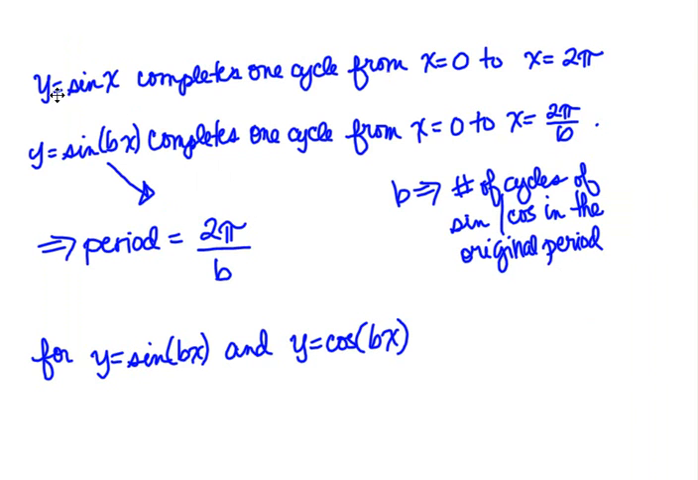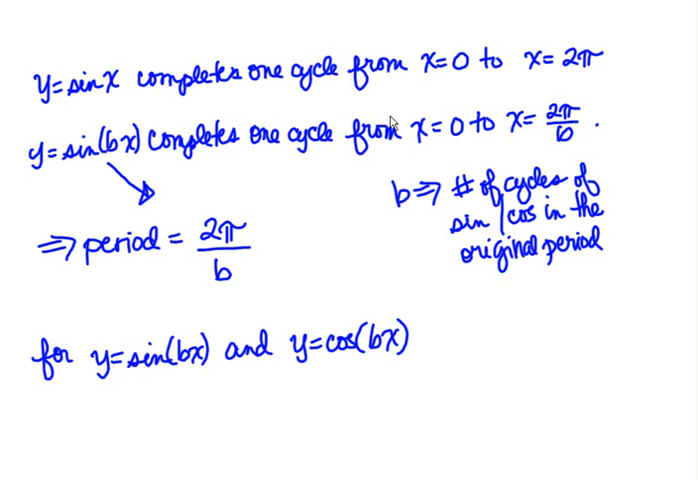This can be said for sine x or cosine. I just have sine written here, but it's also true for cosine x. Y is equal to sine x completes one cycle from x equals 0 to x equals 2 pi. But whenever we change that to y is equal to sine of bx, it's going to complete one cycle from x equals 0 to x equals 2 pi over b, right?